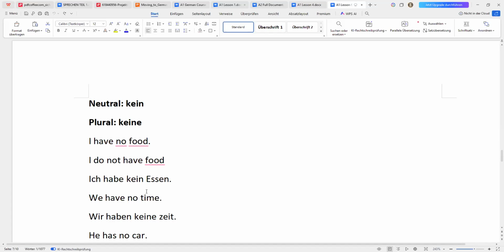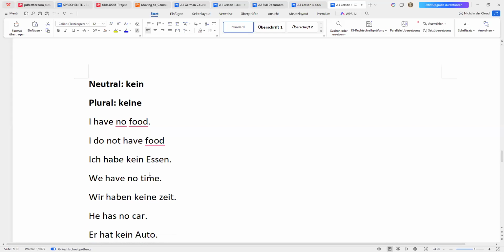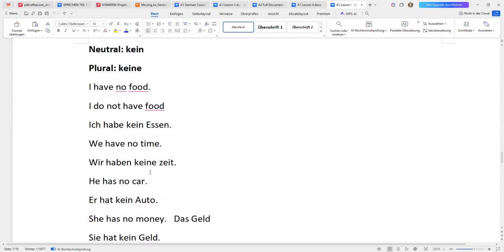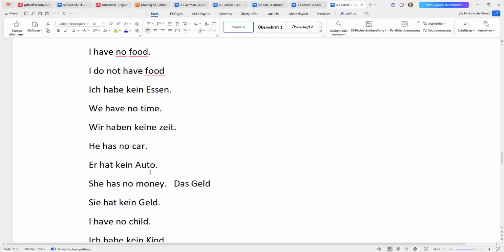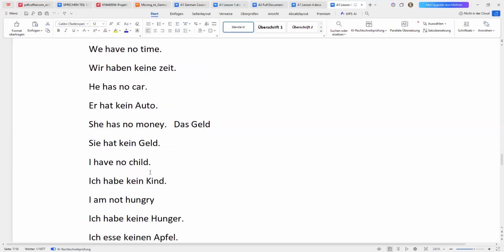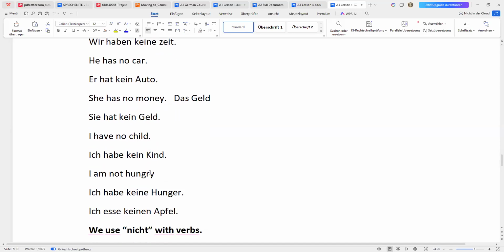I have no food or I don't have food. You say, ich habe kein Essen. We have no time. Wir haben keine Zeit. He has no car. Er hat kein Auto. Sie hat kein Geld. Ich habe kein Kind. Ich habe keinen Hunger. Ich esse keinen Apfel. So we are negating a noun. I'm not eating an apple. So there we are negating nouns.